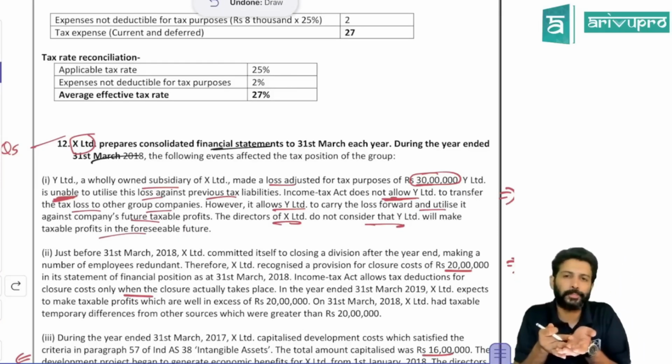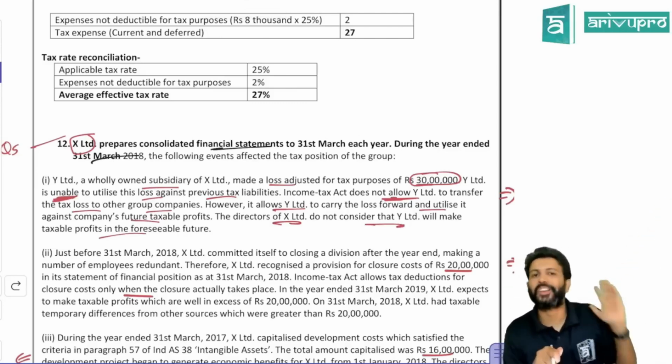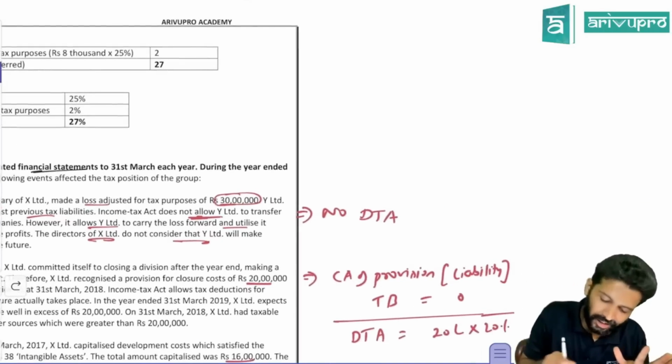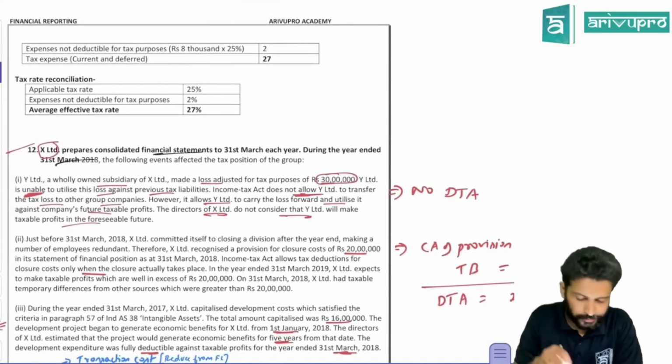In the current year they made a loss, but you cannot utilize this loss because in the foreseeable future, the company will not expect profit, they're saying. That means will we create DTA or no DTA is required in this particular case as we cannot utilize it. That's one reason.